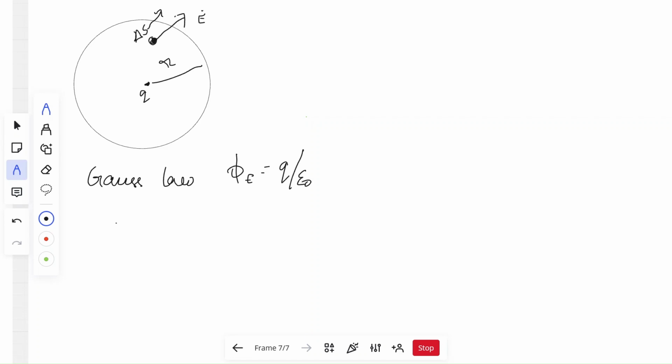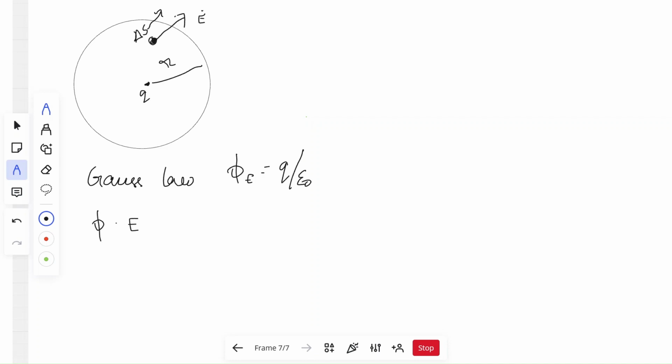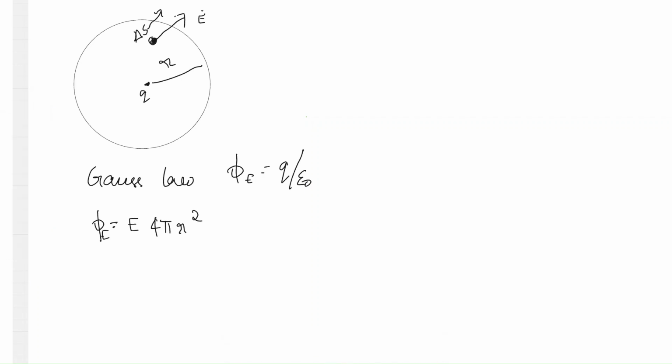Now, let's calculate for this sphere. The total flux of this sphere is E into 4 pi r square. And since they are parallel to each other, the angle between E and del S is 0, so cos theta is 1. This is first.